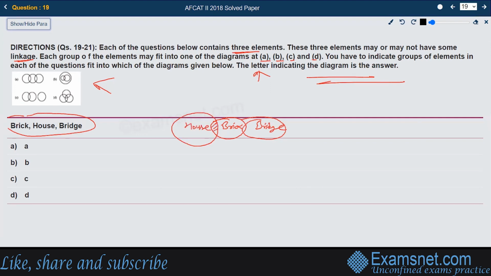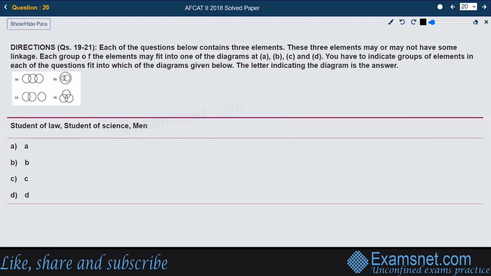Similarly, if this is the circle of your house, then some part of the house is also made up of bricks. Some part is made up of cement, some part of other things. So this common part is the brick common with house and bridge. Some of the part is just common. So this is the right diagram which can indicate the connection between house, brick and bridge, and it is available in option number A. So the right option is option A.